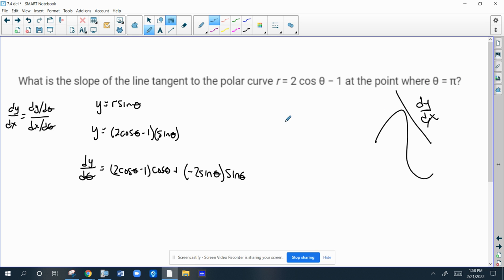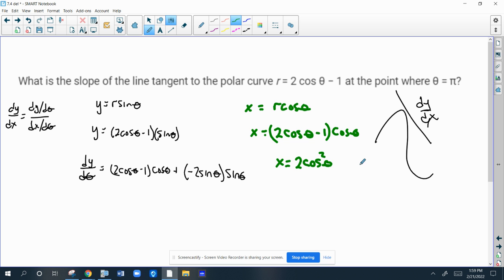So let's do the denominator, dx/d theta. We know x is equal to r cosine theta. So x equals 2 cosine theta minus 1 times cosine theta. I'm going to do this one a little bit differently. You do not need to do this; you could just use the product rule right now to get dy/dx. Since I have 2 cosines here, I'm going to distribute that cosine and use the chain rule here instead. It's completely up to you. I just want to do it differently.